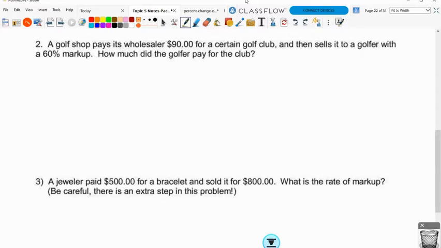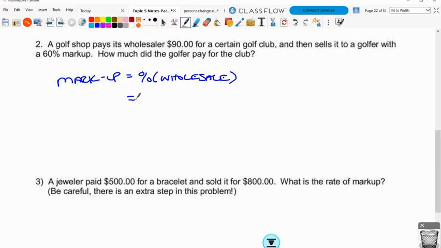In example 2, it says a golf shop pays its wholesaler $90 for a certain golf club and then sells it to a golfer with a 60% markup. How much did the golfer pay for the club? So once again, we're going to use our markup equation. Markup is equal to a percentage of the wholesale price.